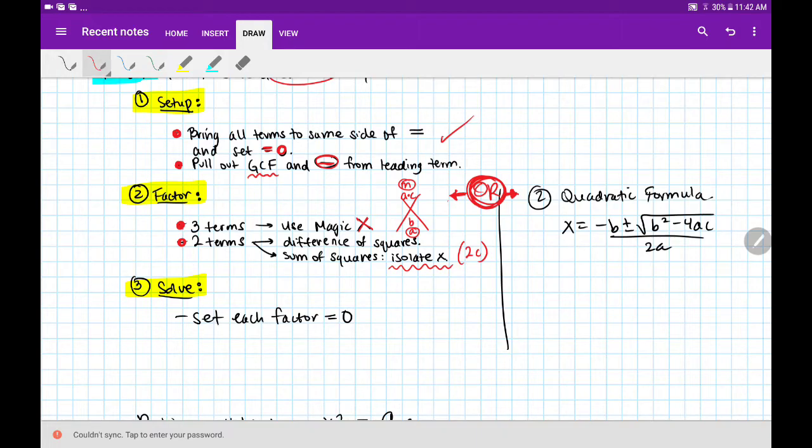Now, worst comes to worst, if none of these factoring methods work, we will instead use the quadratic formula. This guy always works, but because he's kind of complicated, it's best if we used him as a last resort. You've got to plug in for b squared minus 4ac all over 2a. There's a lot of simplification here. So you want to leave that as a last resort if possible.